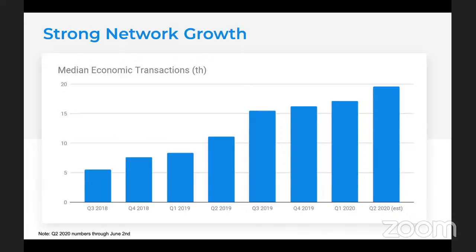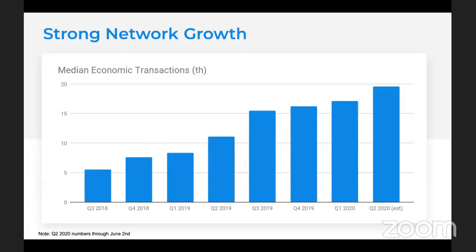And so the result of this is we've seen tremendous growth in activity on the network. This is the last 2 years of growth. The Q2 estimate is through early this week. We're averaging a typical day nearly 20,000 economic transactions per day. And so we've seen this tremendously consistent growth curve as we've penetrated each of these markets and some others that we've been focused on as well. And so we've been really successful on the technology end of things and gaining adoption and getting Dash used in the market.